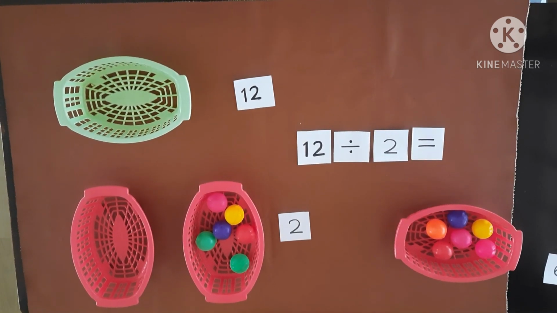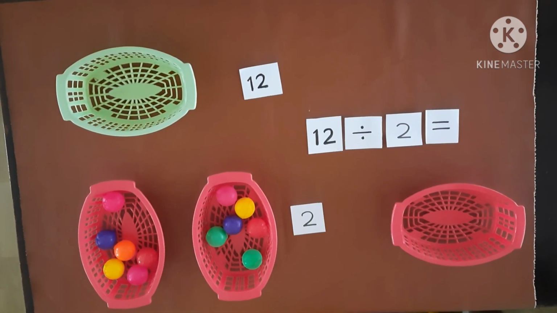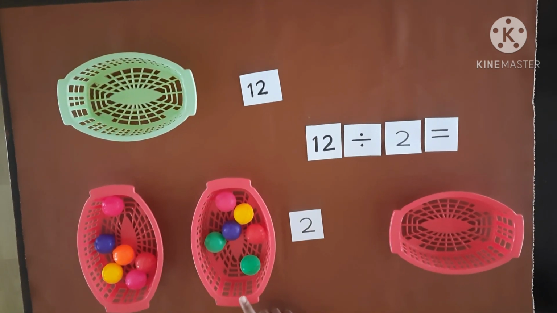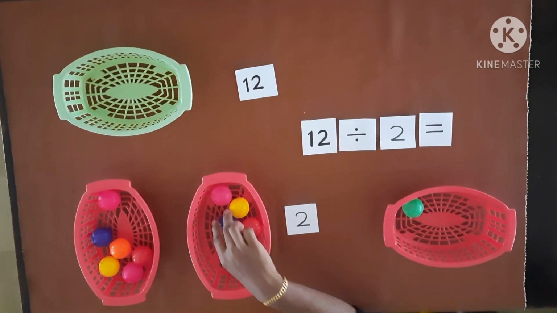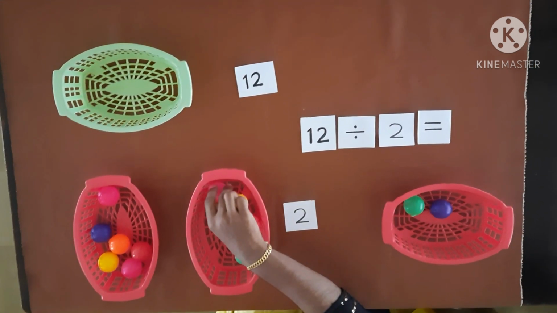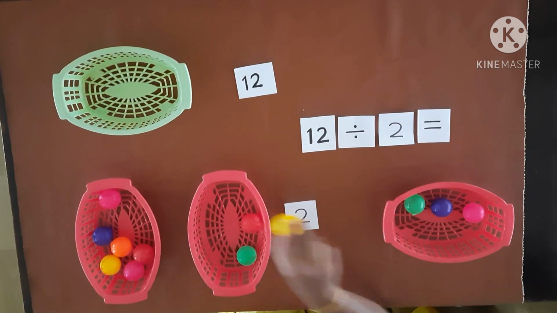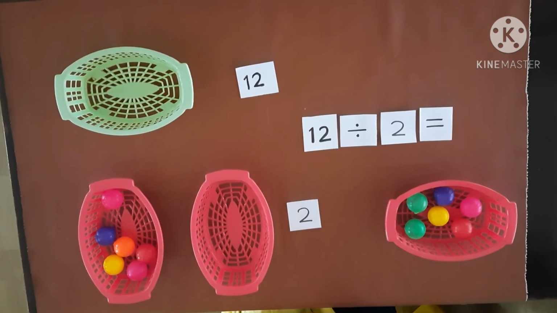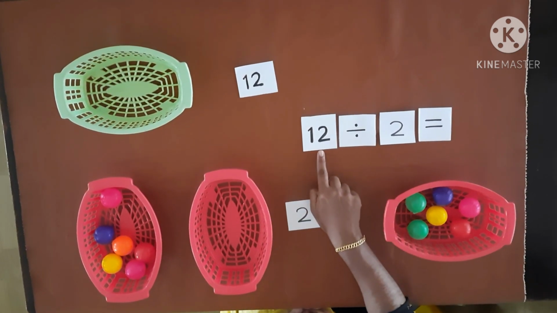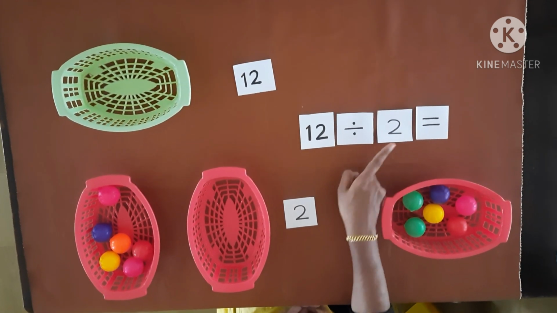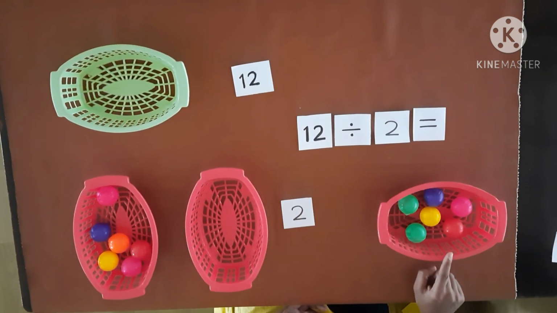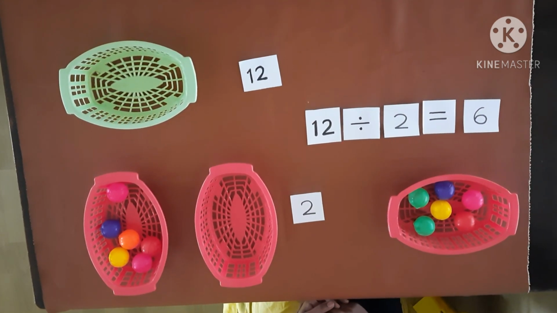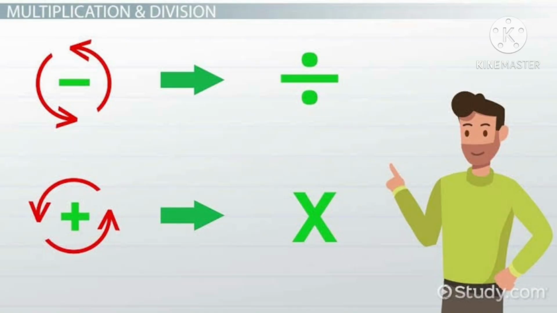Now let's check the second basket. So in the second basket we have 1, 2, 3, 4, 5, 6. Okay. Here also we got 6 balls. So 12 divided by 2 equals 6. Okay. 12 divided by 2 equals 6. That is, we got 6 balls each.